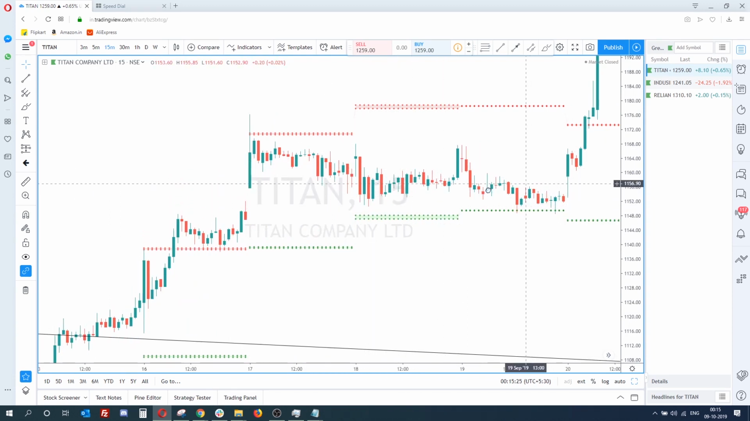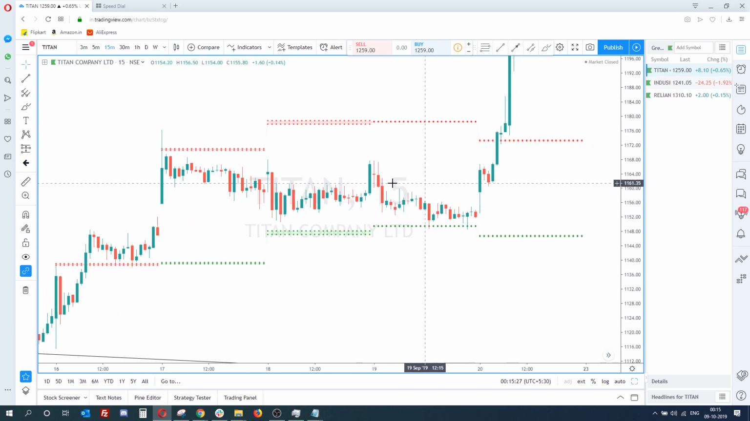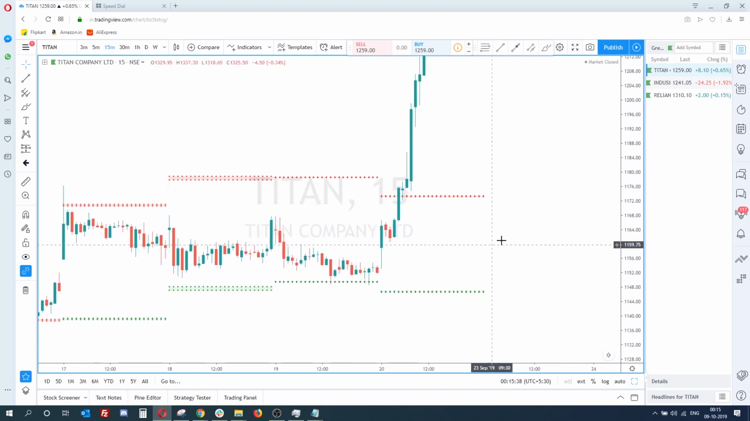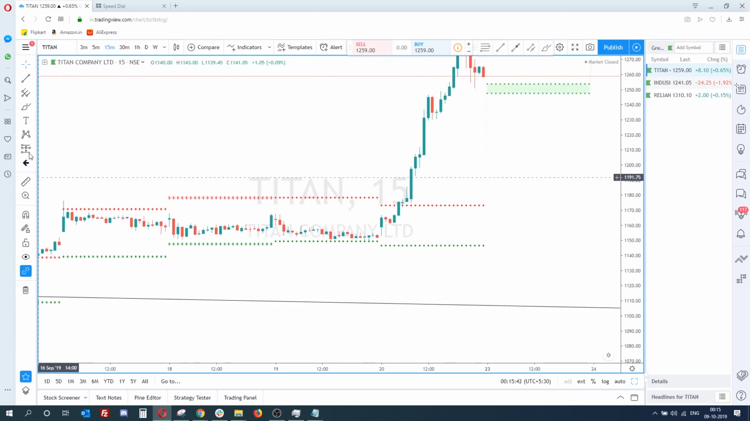Same, it didn't ask me to take a trade, right? Next day also, and on the 19th of September also, there was pretty much no movement. So this is kind of a flag. The investors are just preparing for the next up move, so you should be ready. The moment it breaks the red zone, you should be able to take a trade and see the move.